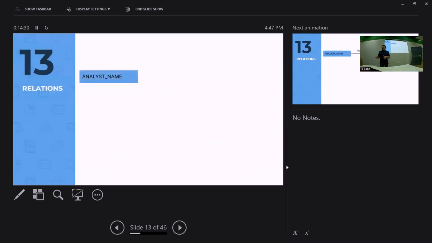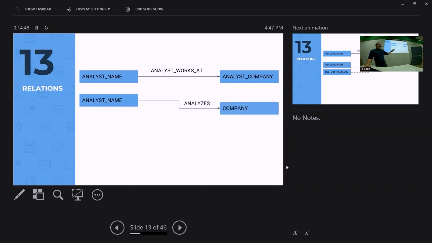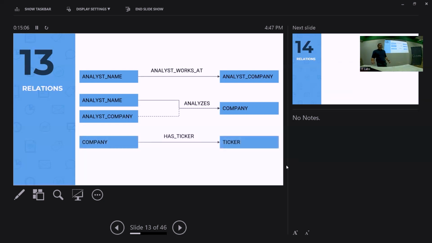Then after defining the entities, we define the relations. We have the simplest relation: analyst name is one entity, which I mentioned before, and analyst company is another entity. We make a relation like analyst works at. Then analyst name analyzes company A. Because sometimes in the news there is no name of the analyst, just the analyst company, it can also be inferred that the given analyst company is analyzing a certain company.